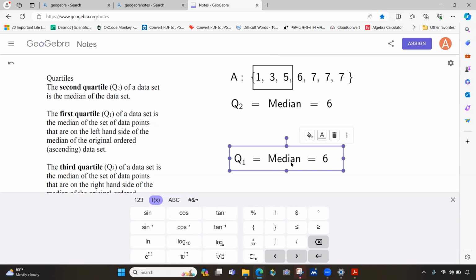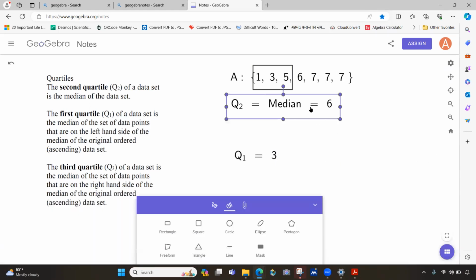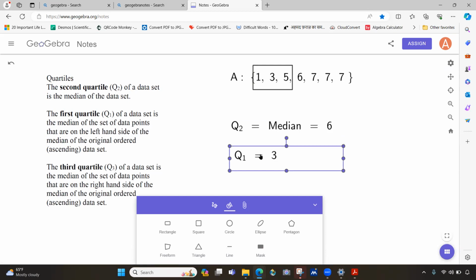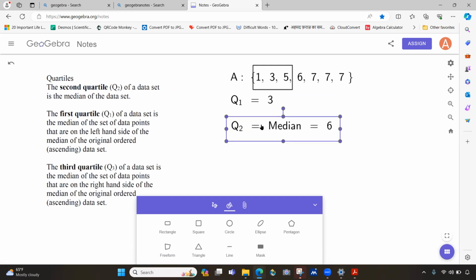And I can't call it a median anymore. It's the first quartile. And the first quartile, by focusing on those three numbers, apply the same rule for finding median. But this time you're looking at the median of all the numbers that are on the left of Q2. And that's going to be 3. That's going to be your Q1. And leave it here.